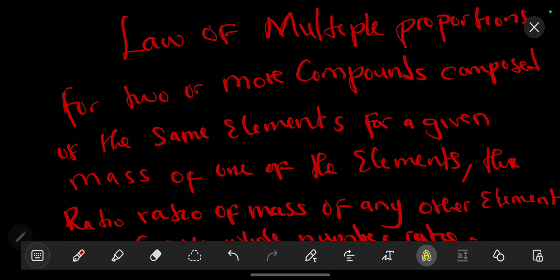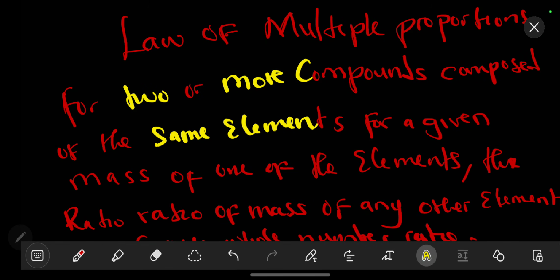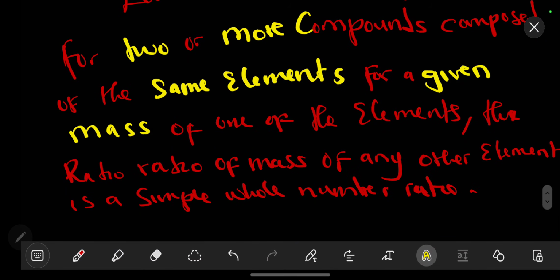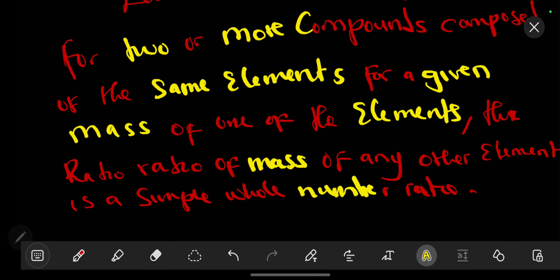So the law of multiple proportion, just as I have said, states that for 2 or more compounds composed of the same elements, for a given mass of one of the elements, the ratio of the masses of any other elements is a simple whole number ratio. Let's explain this.